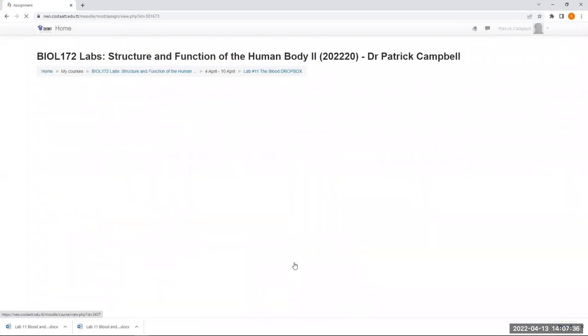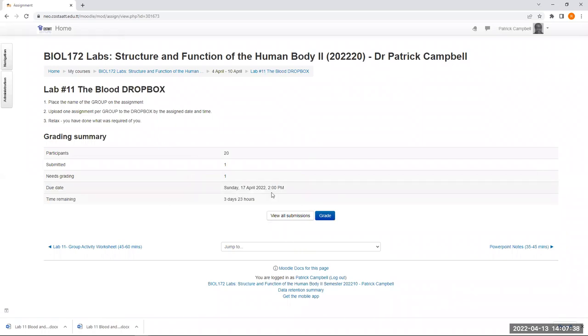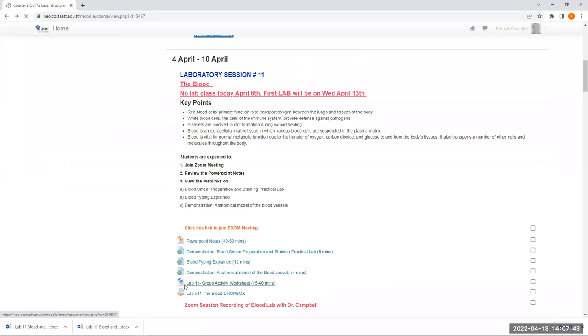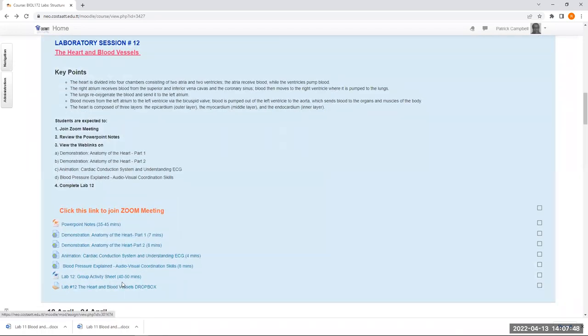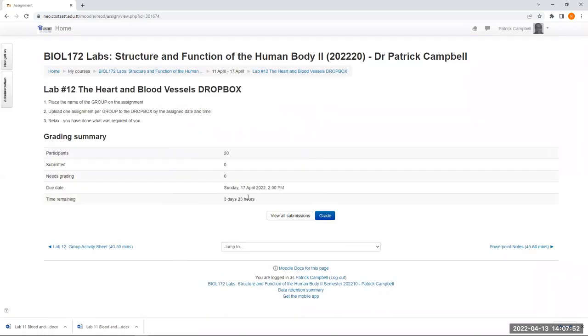If you look at the Dropbox itself, it's due at 2 p.m. on Sunday, as is the lab which we will be doing this week, which is this one here, the heart and blood vessels. This one is also due on Sunday. So you have 2 labs due. You're given a 4-day period because it's 2 labs, so that way you'll have a chance to finish it.